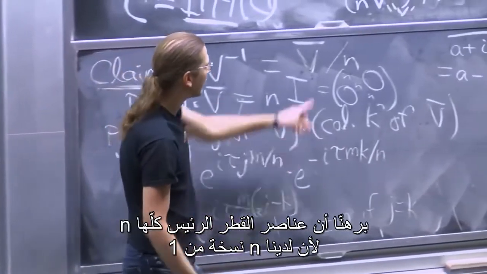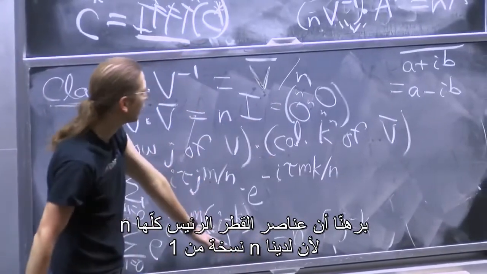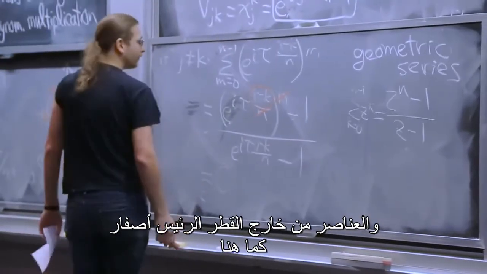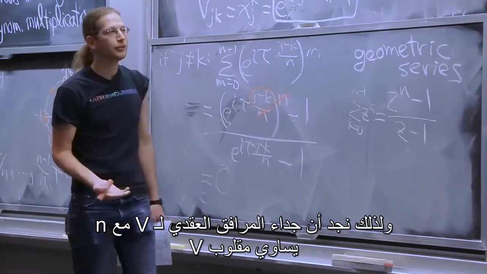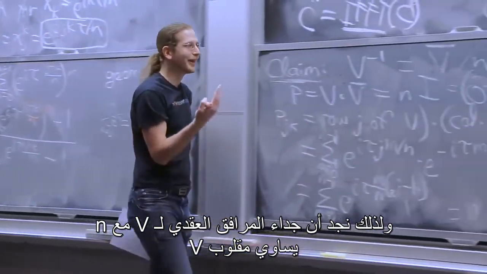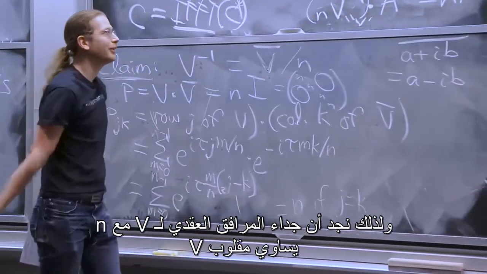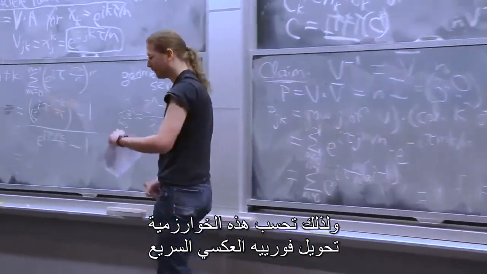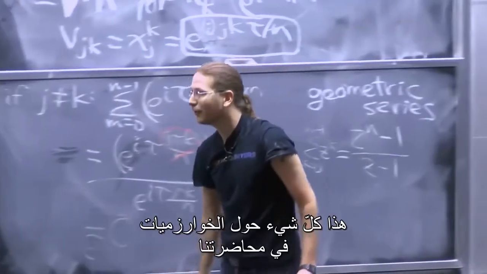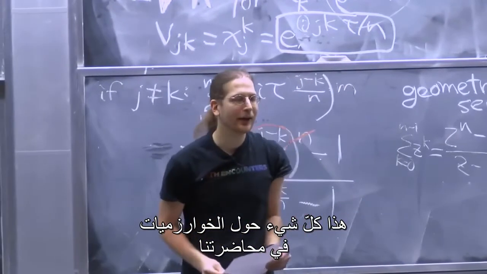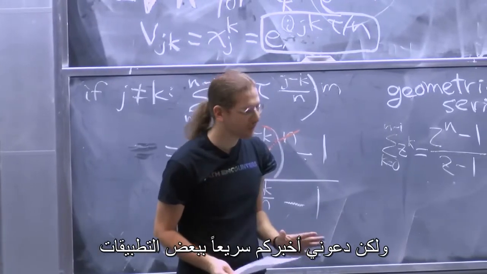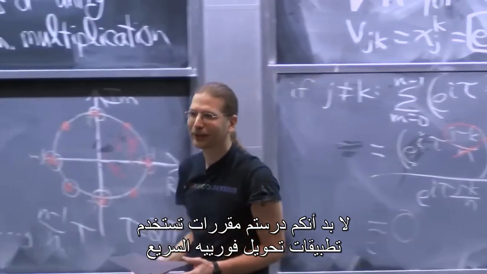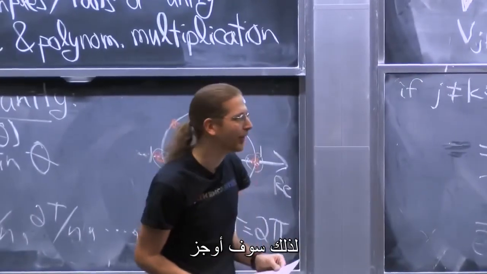We proved that on the diagonal we get n, because we had n copies of 1. Off the diagonal we get 0. Therefore, v complex conjugate times n is v inverse. Therefore, this algorithm actually computes the inverse fast Fourier transform. So that's it for algorithms today. But let me quickly tell you about some applications. You've probably taken other classes that use applications of the fast Fourier transform, so I will just summarize.